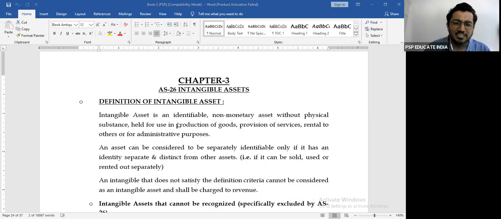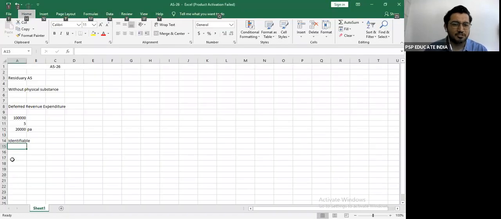It says intangible asset is what? Identifiable, non-monetary asset without physical substance. So there is no physical substance. It is not physically present, but it is held for use in production of goods. Very important point. It is held for use in production of goods. Let's take the example of production of goods.